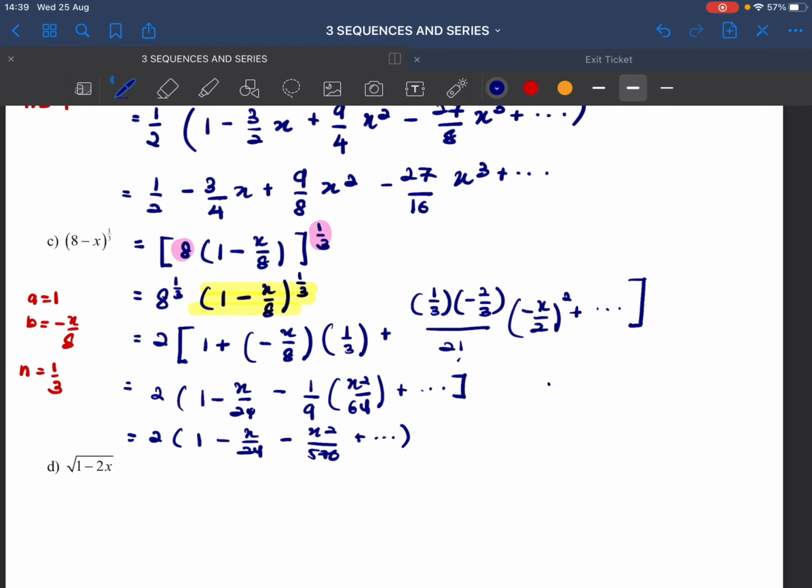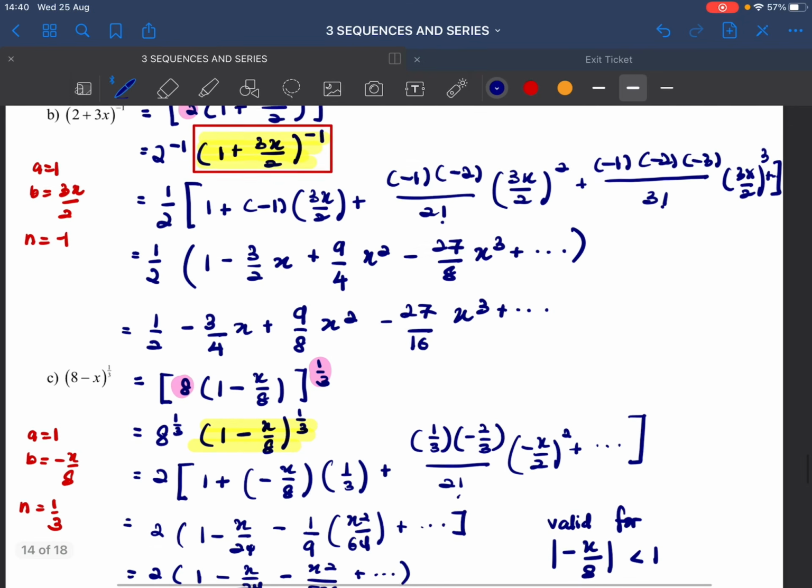So validity, so this one valid for. So the formula to check the validity is modulus b less than 1. So our b here is negative x over 8. So we will have modulus negative x over 8 less than 1. Okay, so we know that anything in modulus mesti akan jadi positive. So this is the same as modulus positive x over 8 less than 1. So 8 is a positive number, so we can just bring to the other side. So we will have modulus x less than 8. And then here we will have x is between 8 and negative 8 dekat situ. Okay?